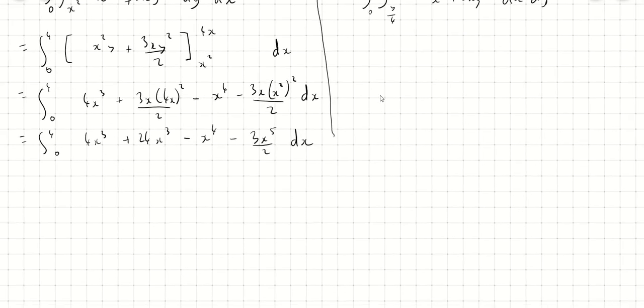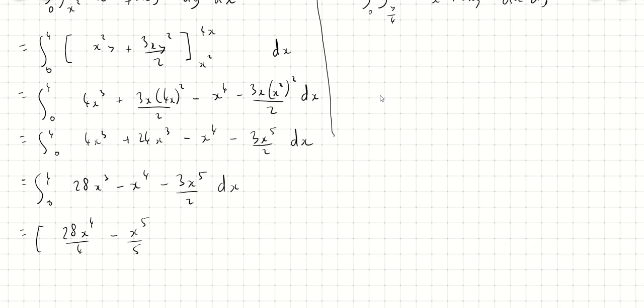Okay, we can combine the x cubed terms. We get the integral from 0 to 4 of 28 x cubed minus x to the 4 minus 3x to the 5 over 2 dx. Now this is just a simple integration involving x. So we integrate as usual. 28 x cubed goes to 28 x to the 4 over 4 minus x to the 5 over 5 minus 3 x to the 6 over 6 times 2 is 12.